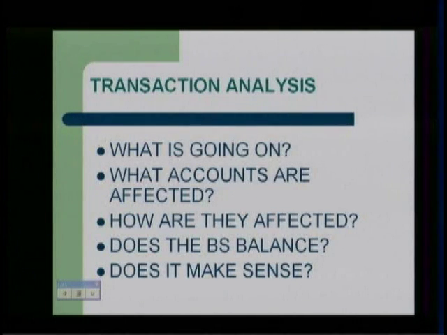So the first question, what's going on? Ask yourself, is cash going up? Is revenue going up? Is this an additional expense? What's actually happening as a result of this economic event? Once you know that, then you can say, okay, that's a cash increase, that's an account payable decrease, that's an owner's equity increase. You can analyze what accounts are going to actually be affected by that economic event. Then ask yourself, am I sure that that's an increase in cash, or is that a decrease in cash? How are they affected? What direction should they be going, up or down?